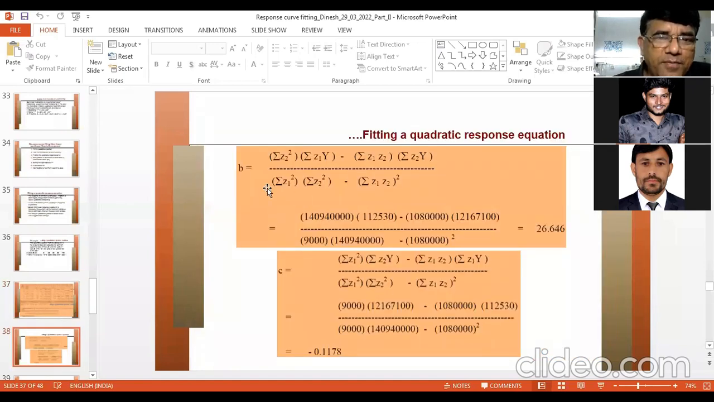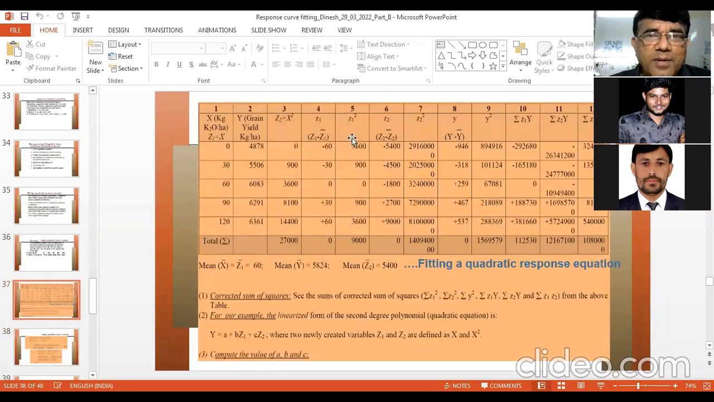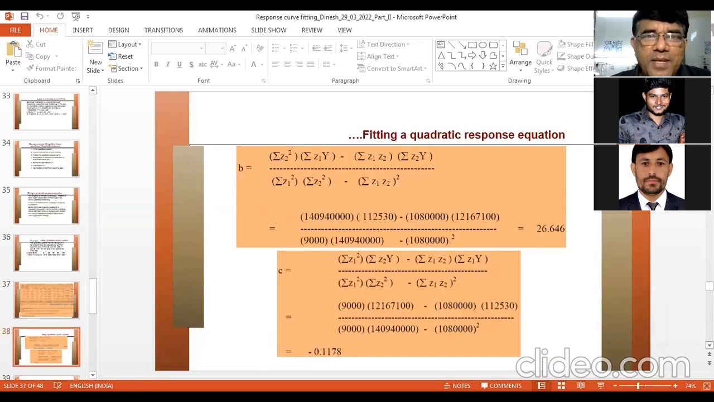Now you can calculate the value of B, C, and A. So value of B, you can calculate by this formula. You need not worry or remember this formula, but it is quite complicated. And all these parameters you have estimated in the last table. If you see the summation, these are all available with you: corrected sum of square, means, etc. So you put all these parameters here, the values, and you get 26.646.